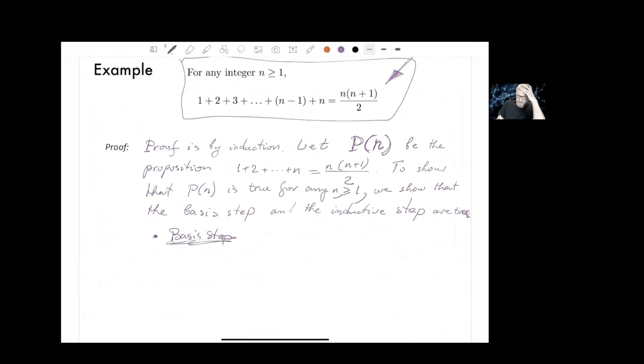So here's the basis step. What's the basis step? P of 1. We just proved it. P1 is true because 1 equals 1 times 1 plus 1 over 2, that's 1. So the basis step is usually simple to prove. What I did here is this 1 comes from the left-hand side when n is 1, and the right-hand side comes from this piece when n is 1 also. So that holds. Now, inductive step.